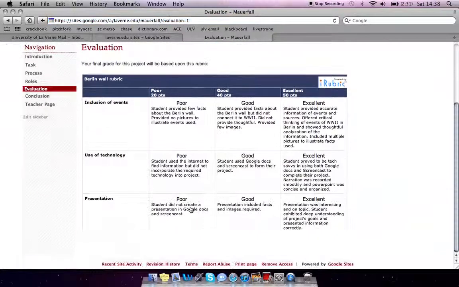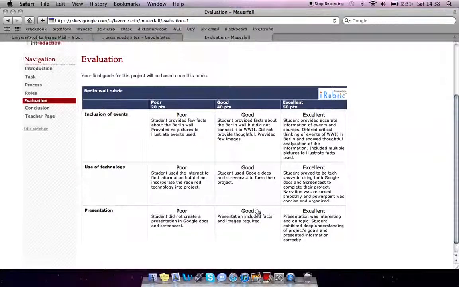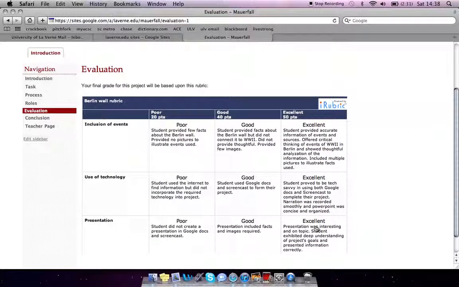And here's the rubric for the project. I don't really think it's that strict. As long as they did something and learned something, then I think they'll do fine.